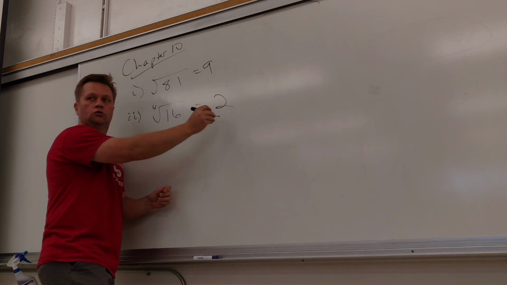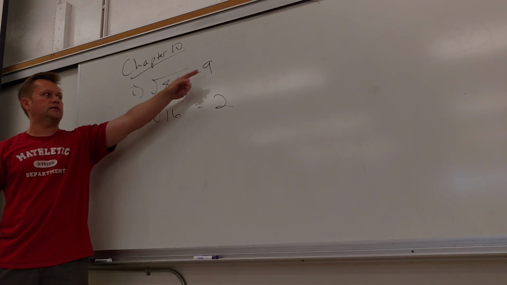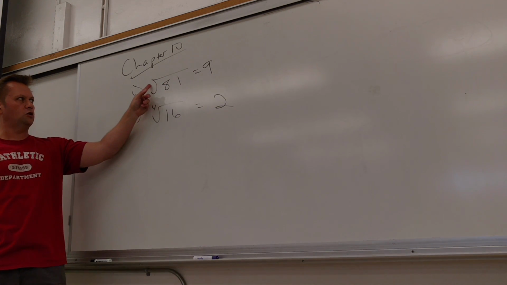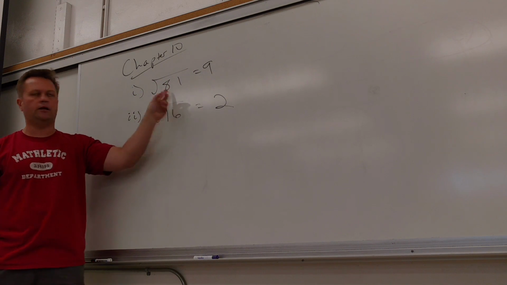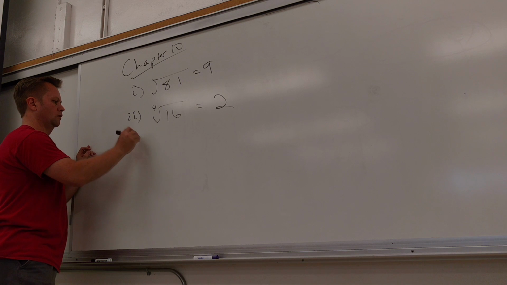So yes, this is 2 because it takes 4 2s to multiply to be 16. That's why, just the same way that this is 9, because the understood 2 here tells me that it takes 2 9s to make 81. So what about this here?